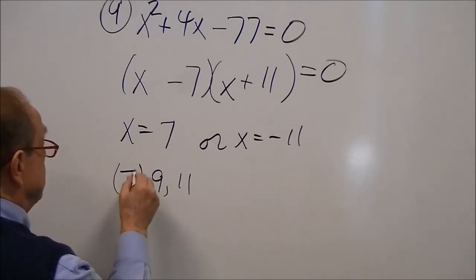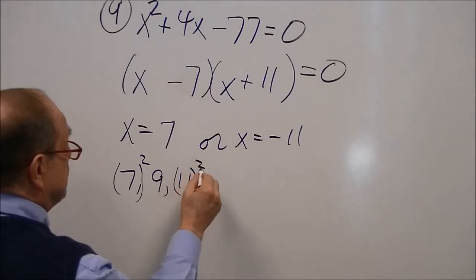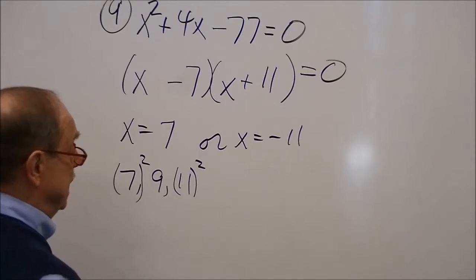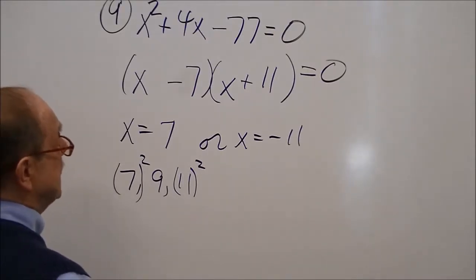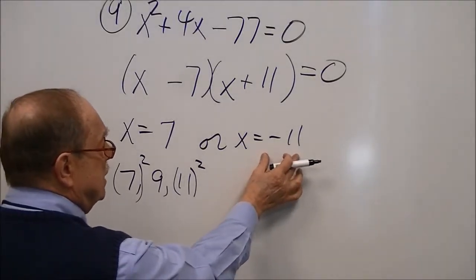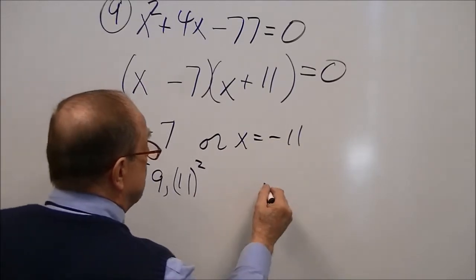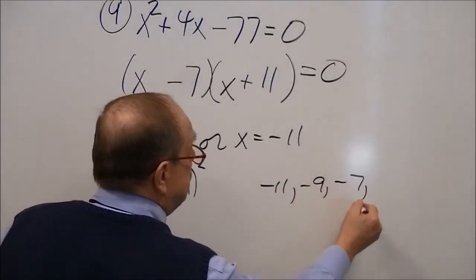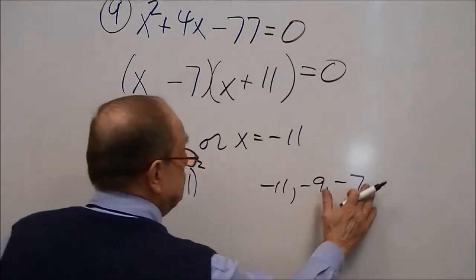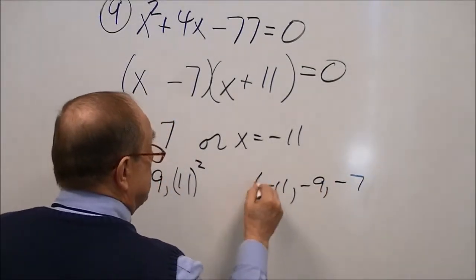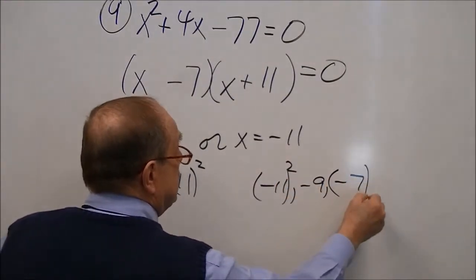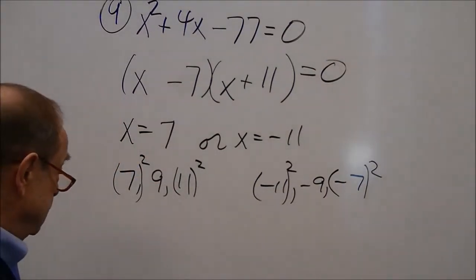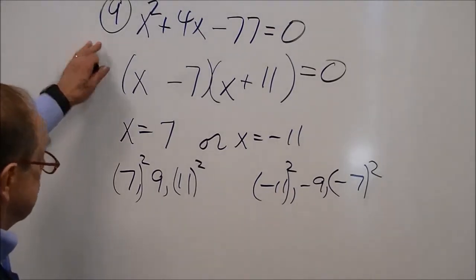That is, if we squared the first one and we squared the last one, that would add up to the sum they gave us before. But keep in mind now that we have another possible set: a negative 11, a negative 9, and a negative 7. If we squared this number and squared this number, that would be an acceptable answer as well. So this is number 9.